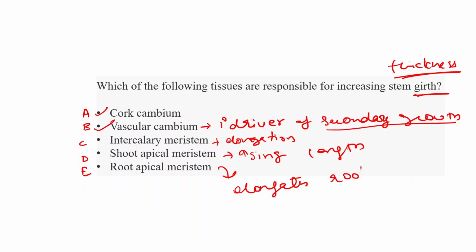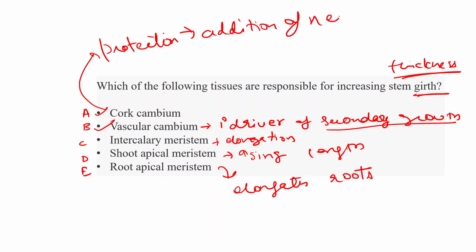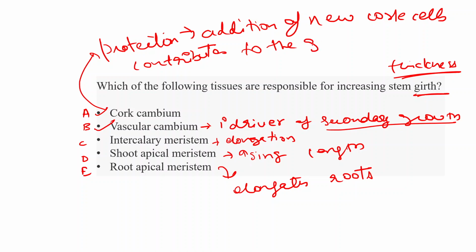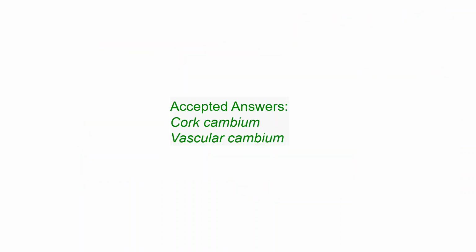And this one, cork cambium, is involved in protection, but as it adds new cork cells, it also contributes to the girth increase. Okay, so I hope this question is clear to everybody. Okay, let us move on. So the correct answer is cork and vascular cambium.